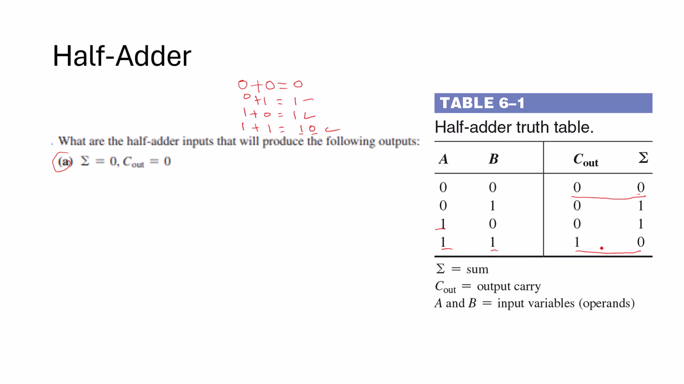Now to answer the question, we just need to look at the output. This is the input. This is the output. We need to find the row where the sum and the carry are both 0. This corresponds to the first row. Then the answer will be this. So A must equal B, and both equal 0.